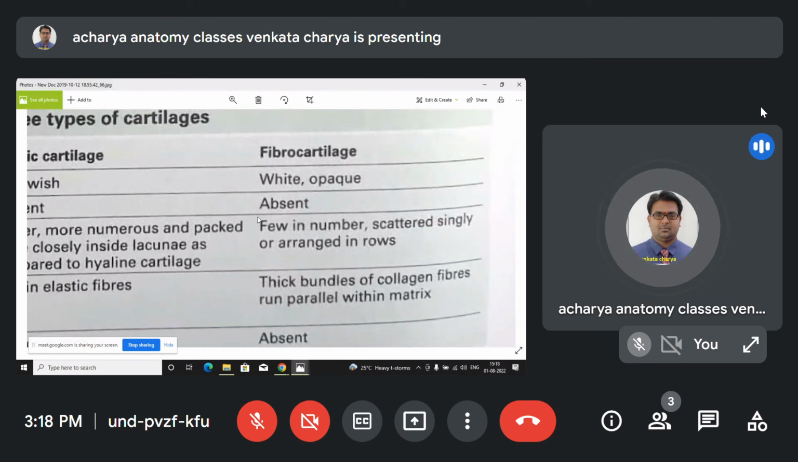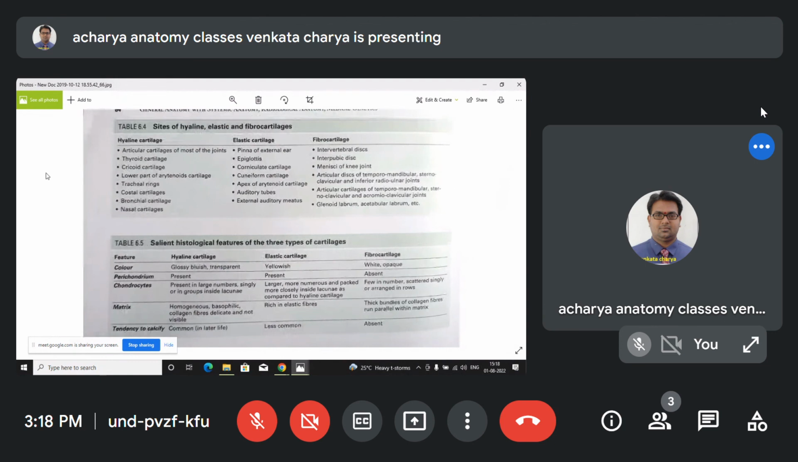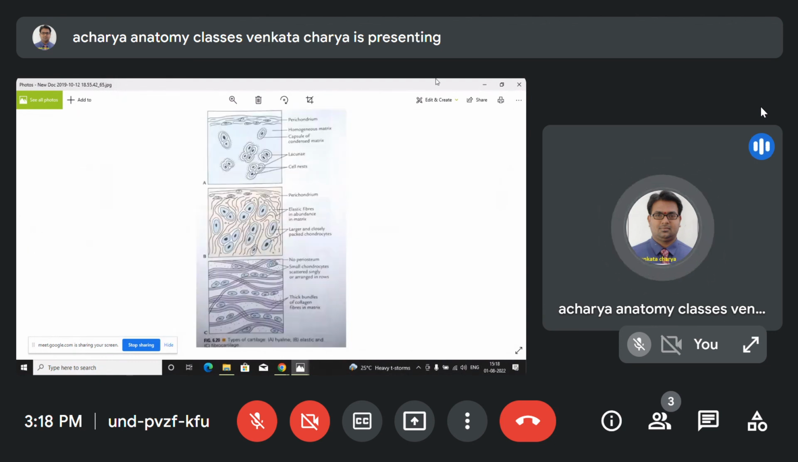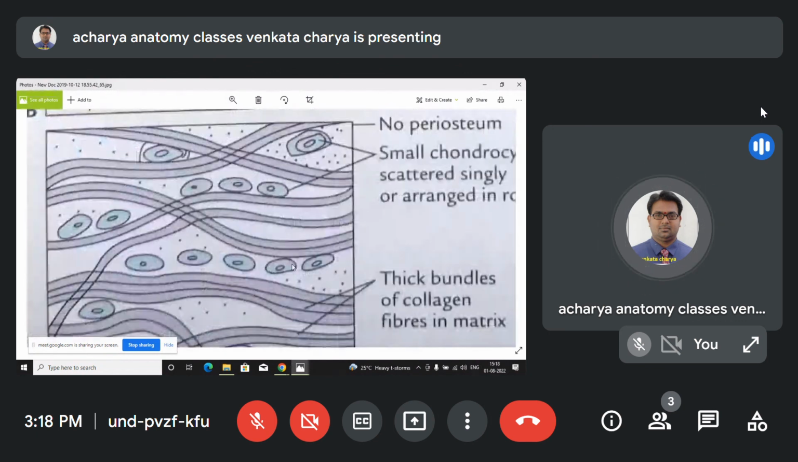So the chondrogenic layer is absent. Then whenever we look under a microscope, we get bundles of collagen fibers. See here, the collagen fiber bundles. In between the bundles of collagen fibers, there is an arrangement of chondrocytes in a chain manner. So this type we call fibrous type.